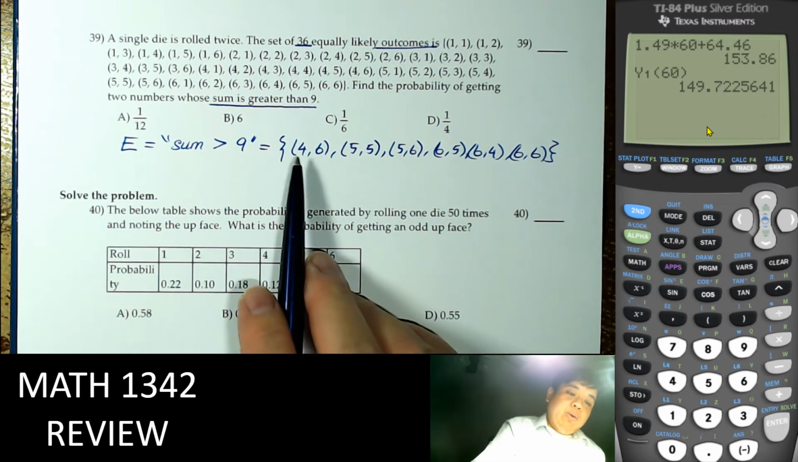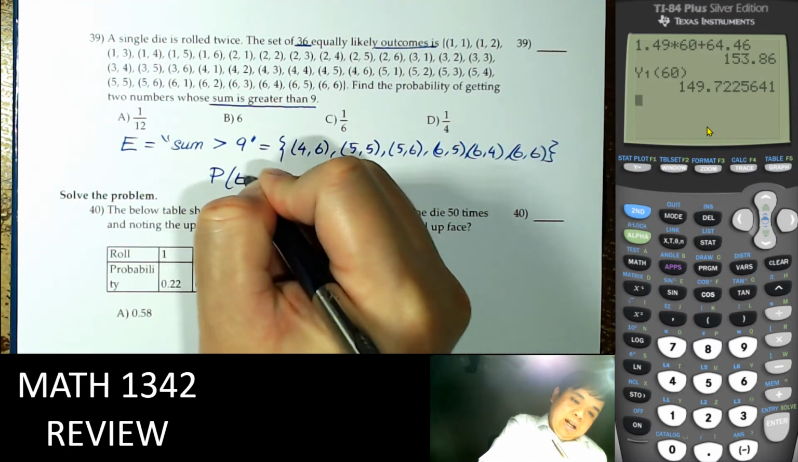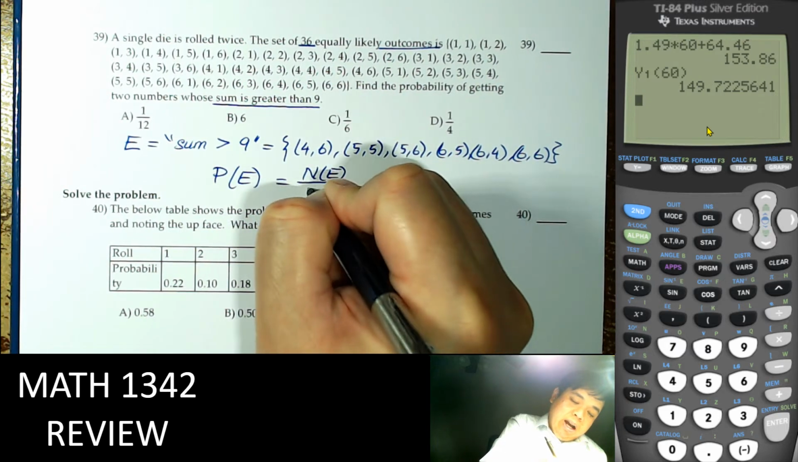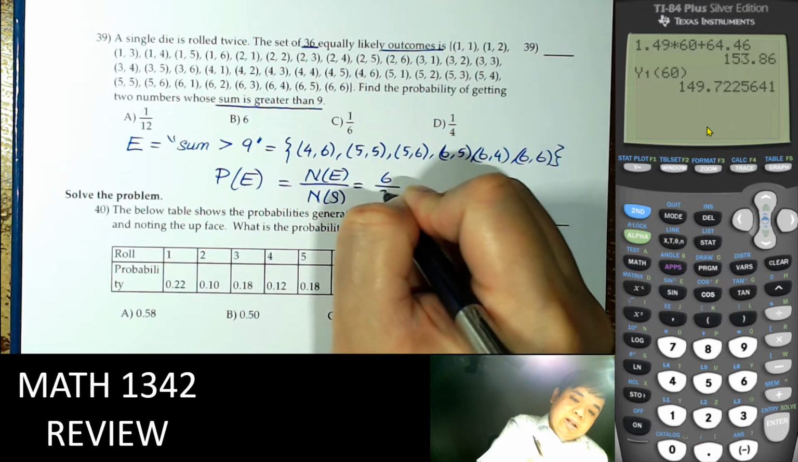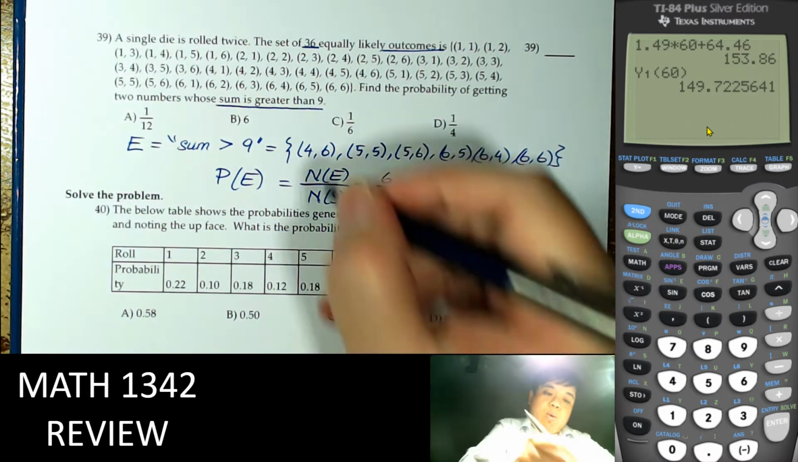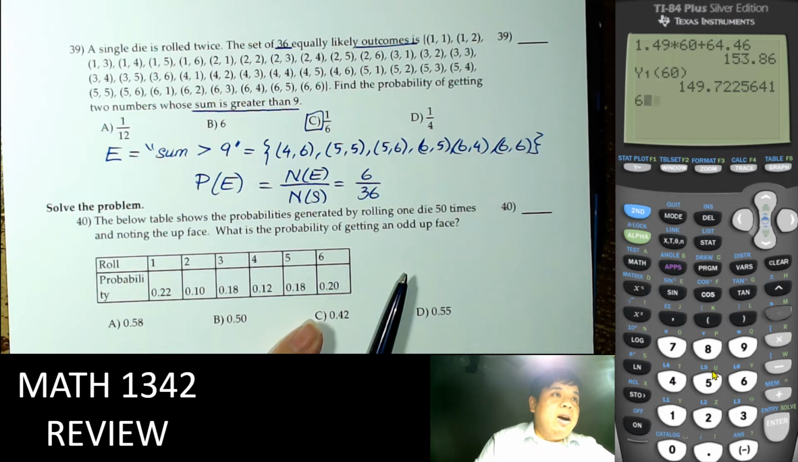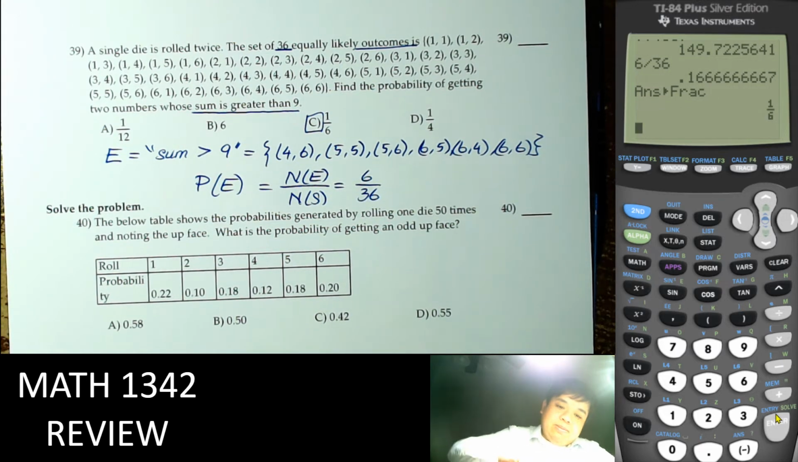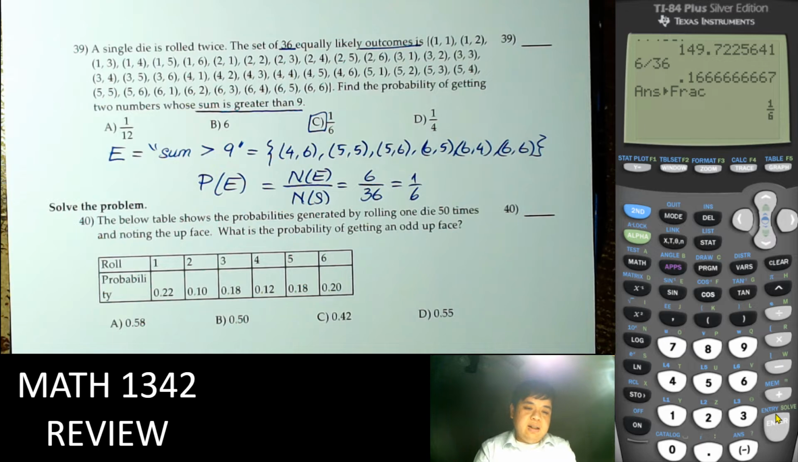And we count how many we have: 1, 2, 3, 4, 5, 6. And the probability of getting that event is how many we have in that event over how many we have in the sample space. So this 6 over 36 will reduce to 1 over 6. On the calculator, 6 divided by 36, change to fraction, 1 over 6. So pretty much that.